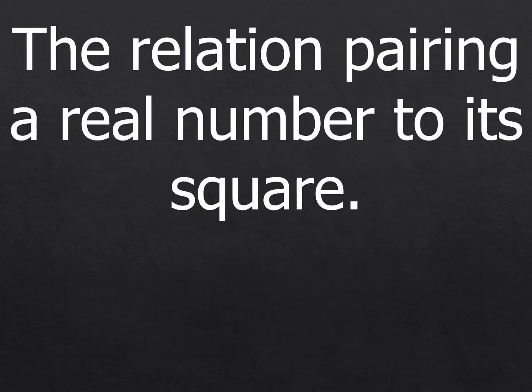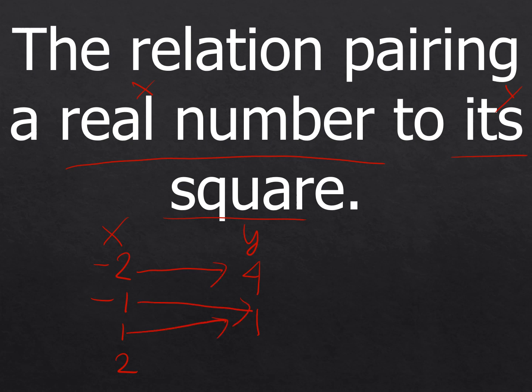Let's have another example. The relation of pairing a real number to its square. For instance, real number represents x, while its square represents y. For instance, the values of x are -2, -1, 1, and 2. For the value of y, since the value of y is simply the square of the value of x, we need to get the squares of the values of x. -2 squared is 4. -1 squared is 1. 1 squared is also 1, and 2 squared is also 4. Let's map this one. -2 for 4, -1 for 1, 1 is also for 1, and 2 is also for 4.